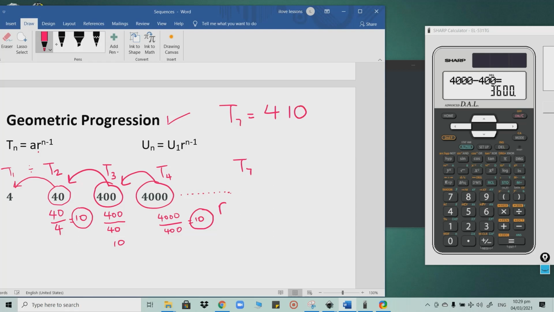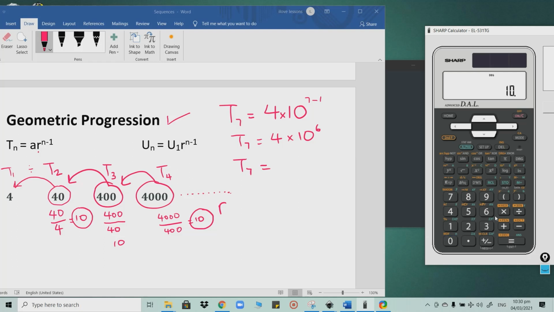Now you have to be careful. This looks like 410. But A gets multiplied by R to the power of n minus 1. Remember, n is 7. According to the formula, we have to minus 1. 7 minus 1 will give us 6. So Tn is equal to 4 multiplied by 10 to the power 6. Be careful. Do not multiply by the 10 and then put it to the power 6. This power 6 only belongs to the 10. So I usually work out that part first.